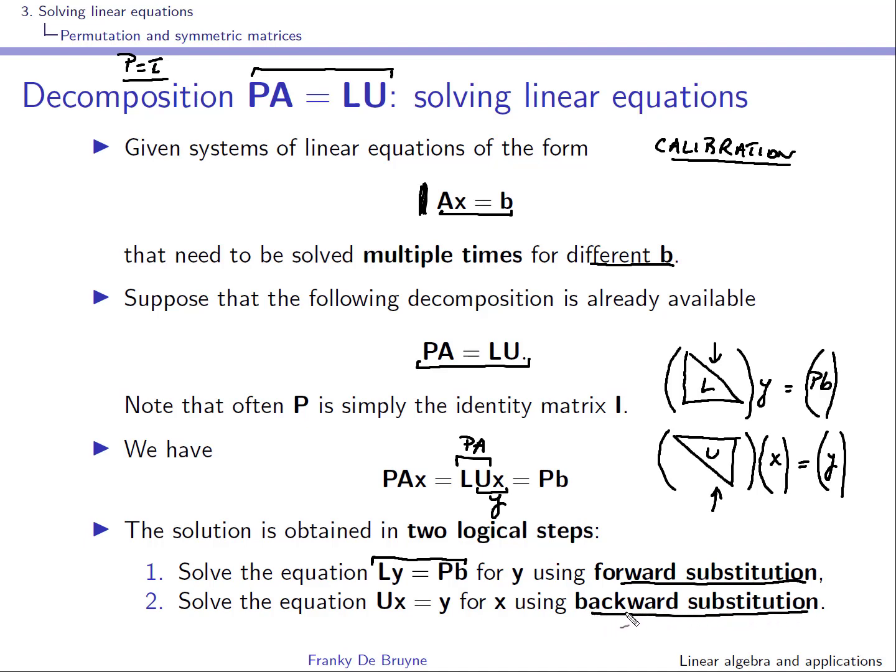You can show that if you do that and you have computed L and U upfront, that is far more efficient from a computational point of view, but also from a numerical point of view, than computing A inverse times B each time. So this is faster and numerically more reliable.